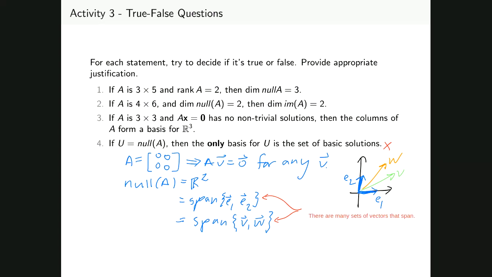Okay, so if you work through the algebra here, this first set that we wrote down is the set of basic solutions. But we've got a lot of freedom to choose different bases for this set. So I would say that this question is false. If you want to come up with some examples or you want to discuss this, please ask on Piazza.